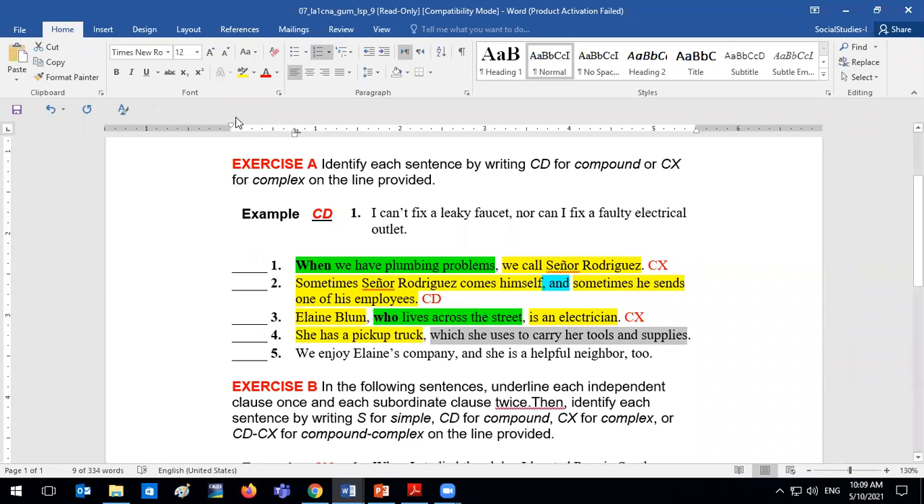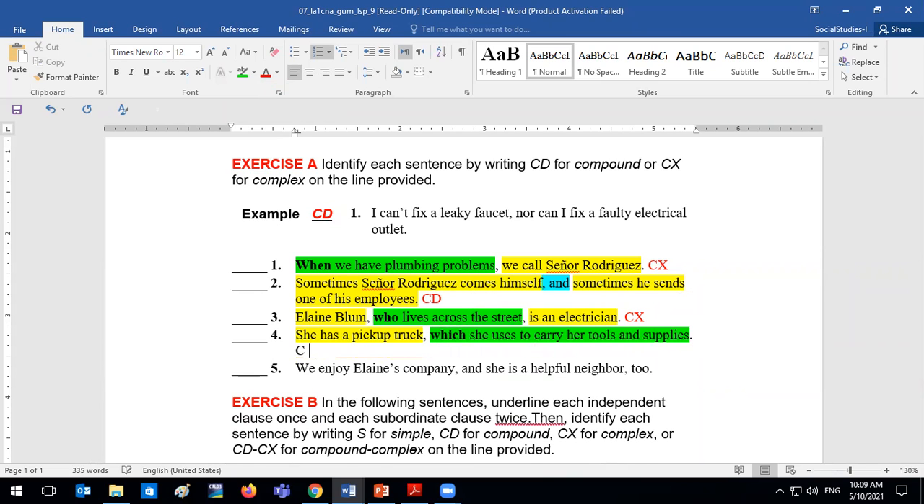It's subordinate because it has a which. Good. It's a subordinate clause. It starts with which. So what is my sentence structure here? Yes, Zaina. Complex. Good. It is complex. Perfect. This is going to be a complex sentence. Okay, and number 5, let's go and hear from Hassan.